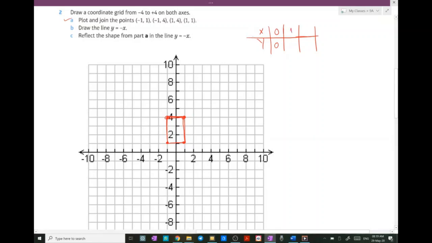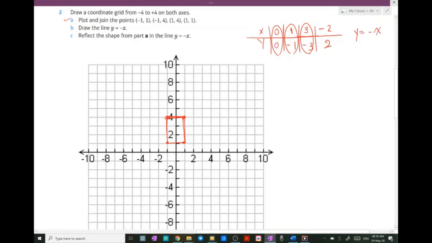If x is 1, how much is y? Y is -1. If x is 3, how much is y? Y is -3. If x is -2, how much is y? Y is 2. Therefore, you plot these points. Each of these points belong to the line, which is y equals minus x.